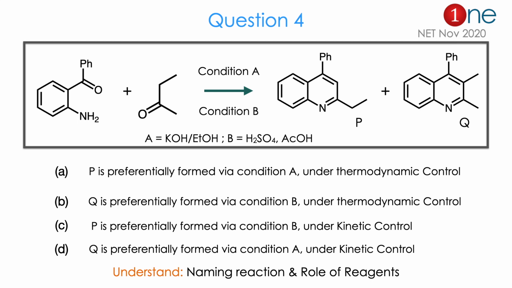So you have to find which reagent gives which product, whether A gives P or Q, or B gives P or Q. From the reactant to product, if you know already, it is a named reaction, and the role of the reagent is important here, whether acid or base controls the reaction. The answer is B. Let us see how.